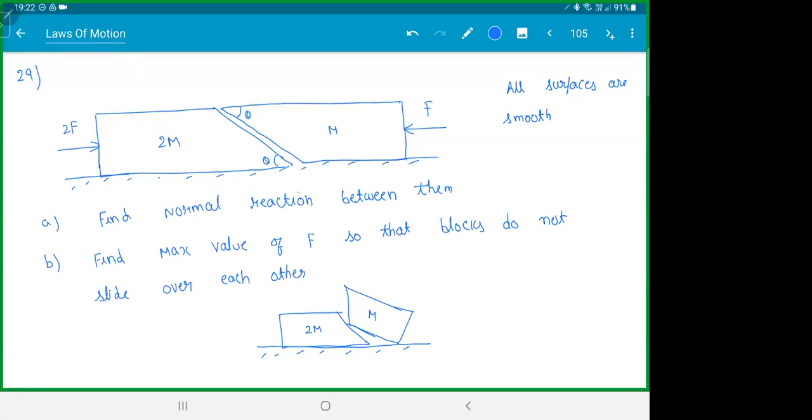4F by 3 sine theta. Might be right. I don't know the answer. Let me check. Anyone else got that? We have one answer so far.